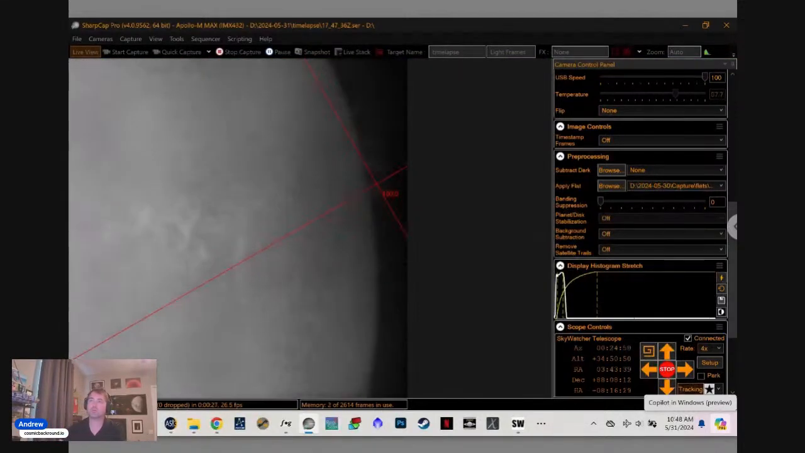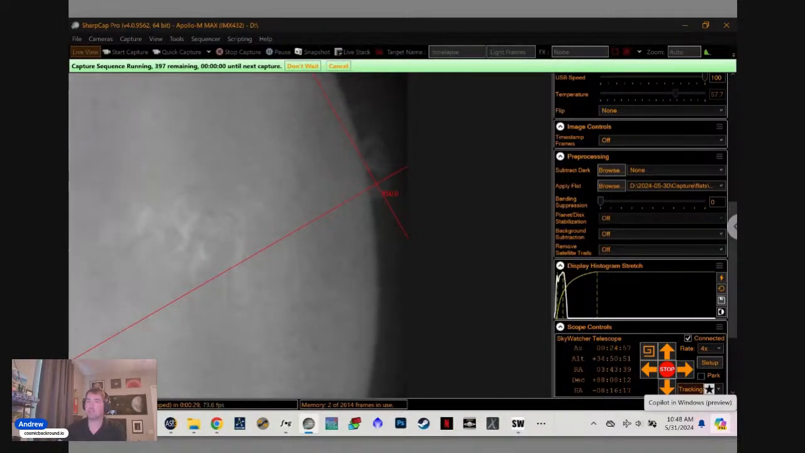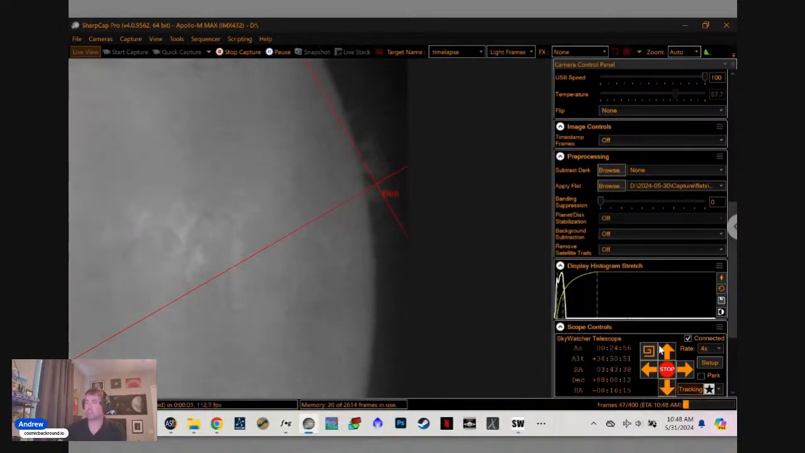So, by the way, guys, obviously another cloud went through. Not the best conditions for this. So this isn't going to be the smoothest time lapse I've ever done.